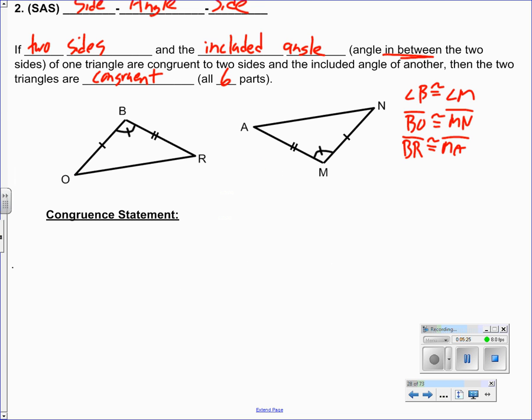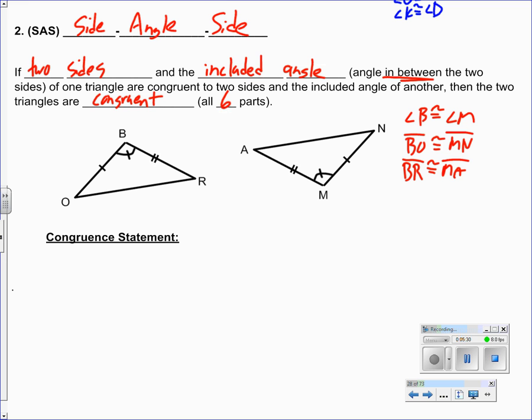So this theorem tells us now that these two triangles are congruent. So triangle BRO is congruent to triangle MAN. And the reason is side angle side, so we put SAS in parentheses next to the congruence statement. Again, once we know using these three parts that the triangles are congruent, that means the remaining three parts of the triangle are also congruent.